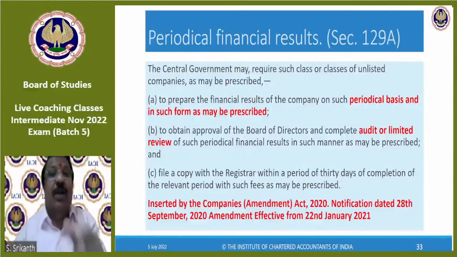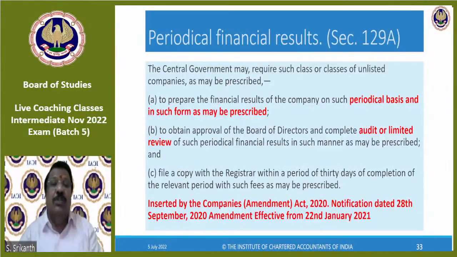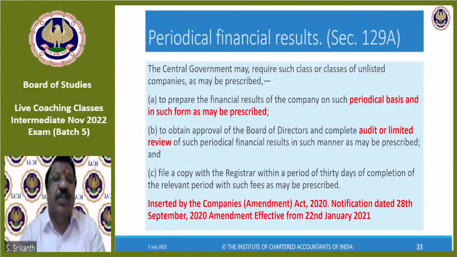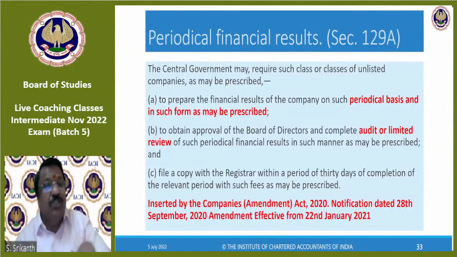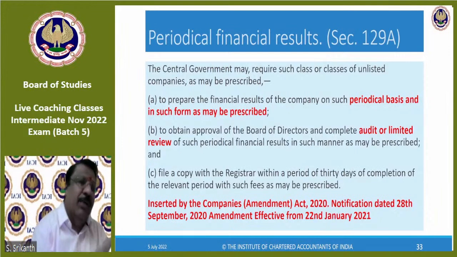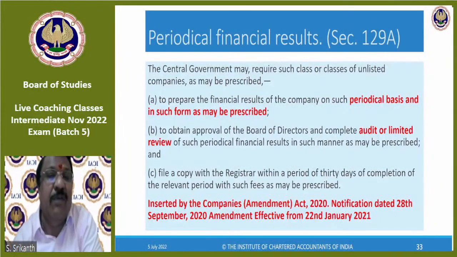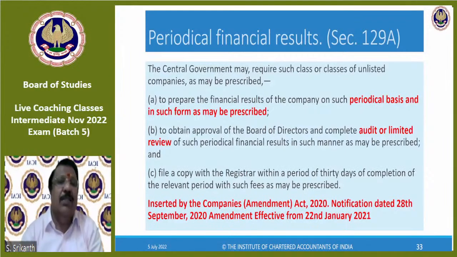We'll see that. In fact, later on, when you come to the final, you will see inspection and investigation, where you'll talk about the Serious Fraud Investigation Office, which is part of the Ministry of Corporate Affairs. But whenever possible, for a listed company, SEBI will also come in immediately. They will see if any violation is there under the SEBI Act and they will catch it. So SEBI has a lot of control over listed companies.